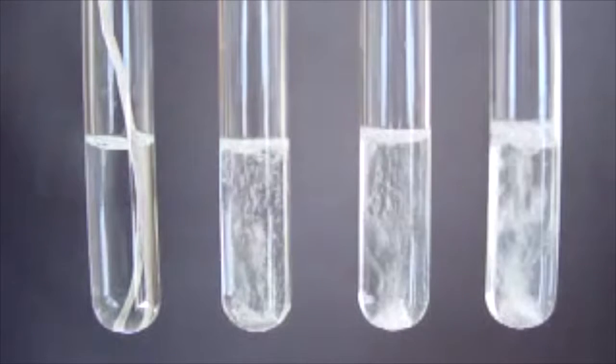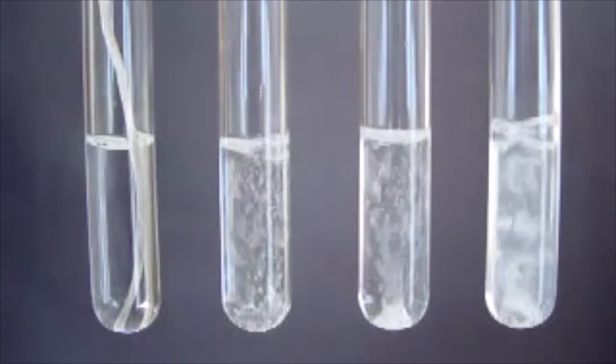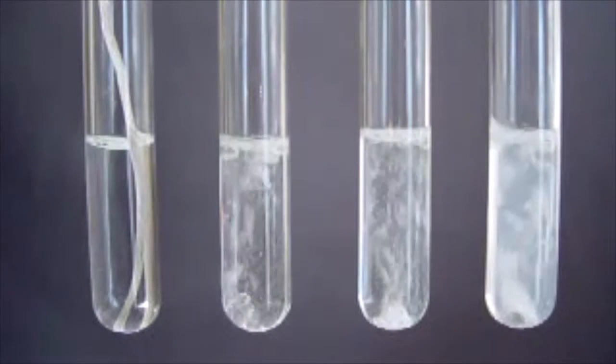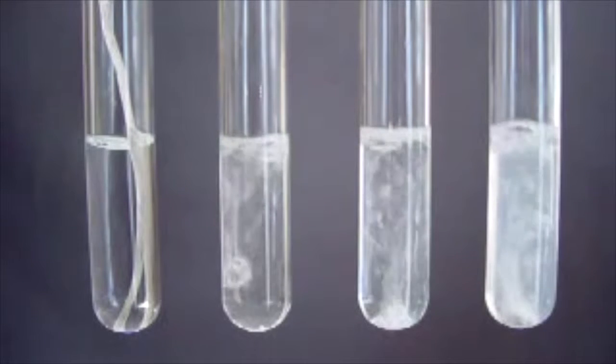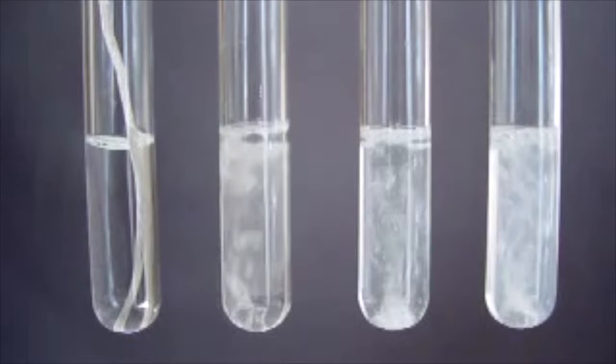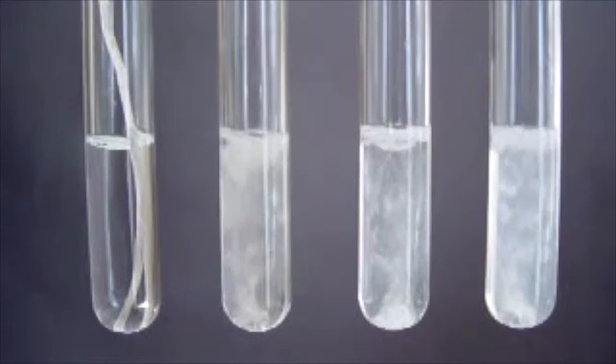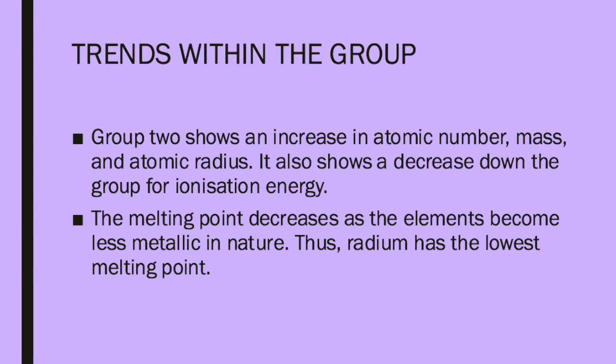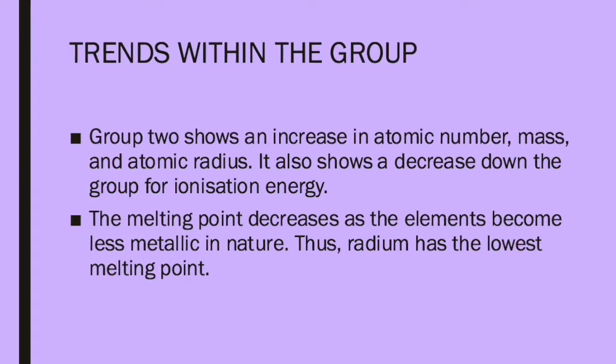For example, barium oxide is a basic oxide. It dissolves in water to form barium hydroxide. Other reactions include Group 2 metals reacting with oxygen to form metal oxides and the reaction with halogens to form metal halides. Group 2 shows an increase in atomic number, mass, and radius.